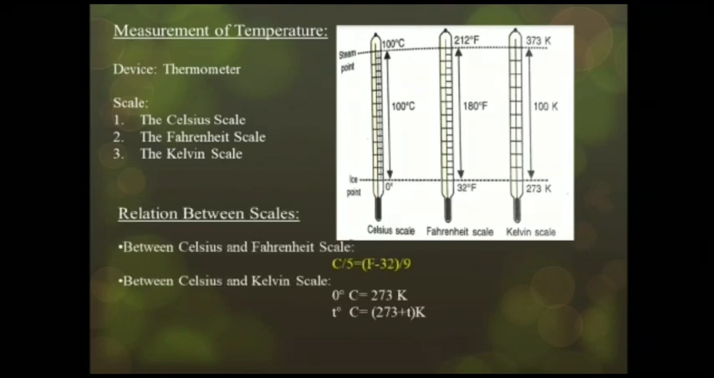Between Celsius and Fahrenheit scale, C by 5 is equal to F minus 32 divided by 9, and between Celsius and Kelvin scale, 0 degree Celsius is equal to 273 K, where T degree C is equal to 273 plus T in K. Now what do you mean by the effects of heat?